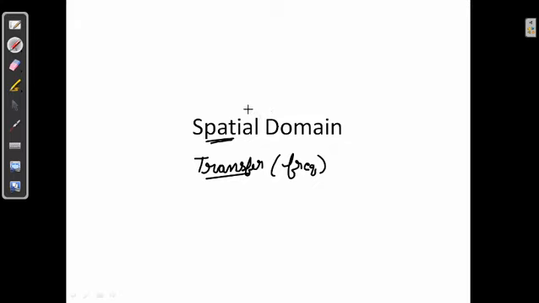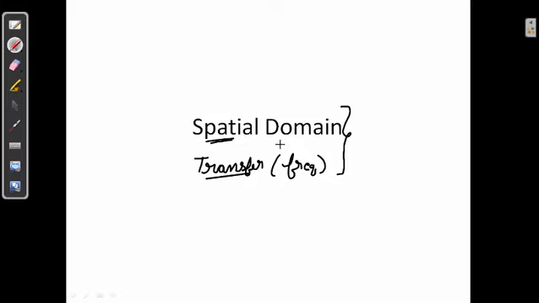It will be performing the processing on the given image directly, and it will be getting the results. Whereas in the case of transfer domain or frequency domain, you will be transferring the image into the frequency domain. You will be performing the processing operation in the frequency domain. Once the operation is performed, you need to perform the inverse discrete Fourier transform to return back to the original domain. So this is the major difference between spatial and frequency domain. Clear with this?